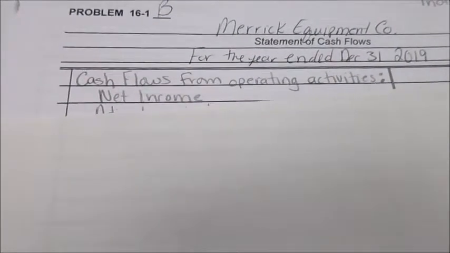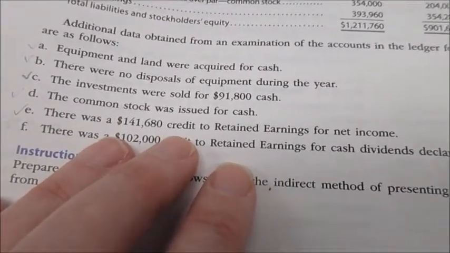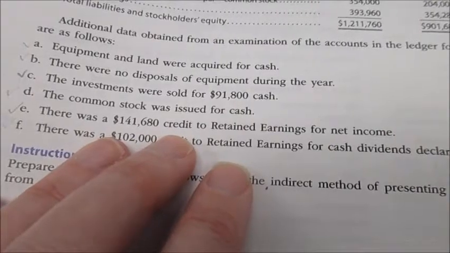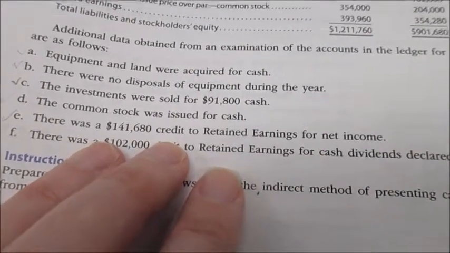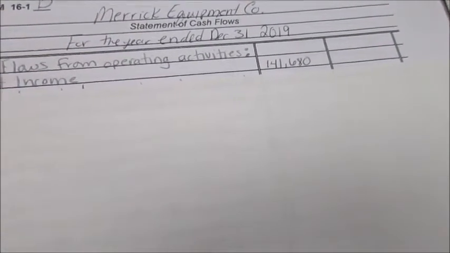Now our book tells us in letter E, there was a $141,680 credit to retained earnings for net income. So that's the number we're going to use. So we have the $141,680.